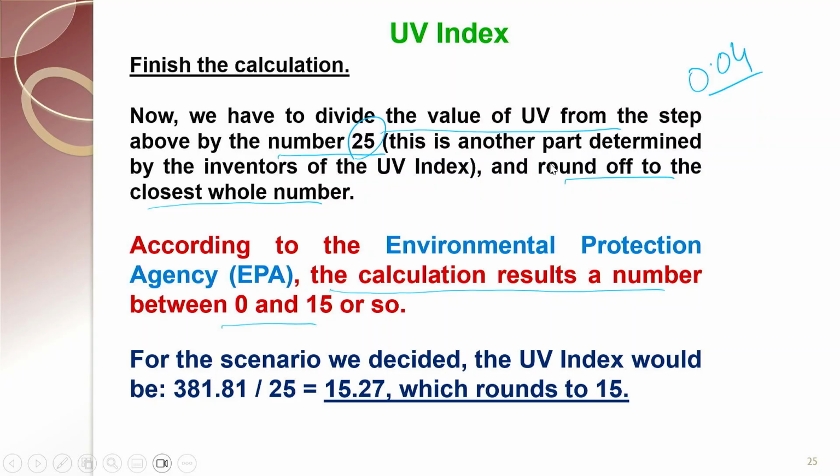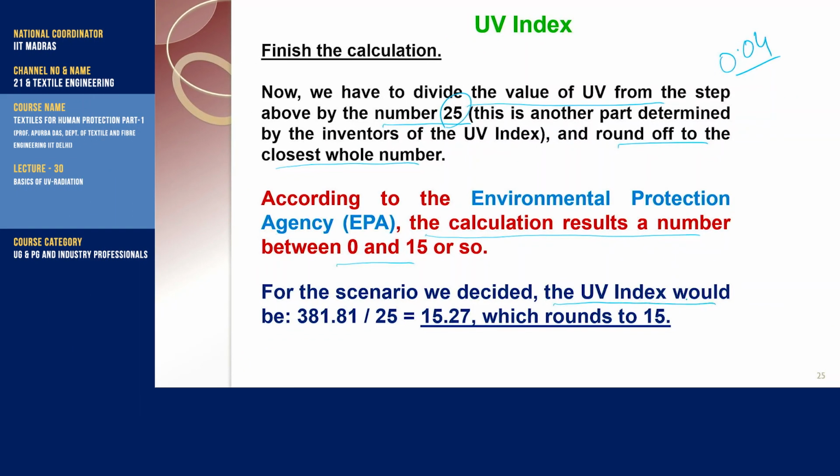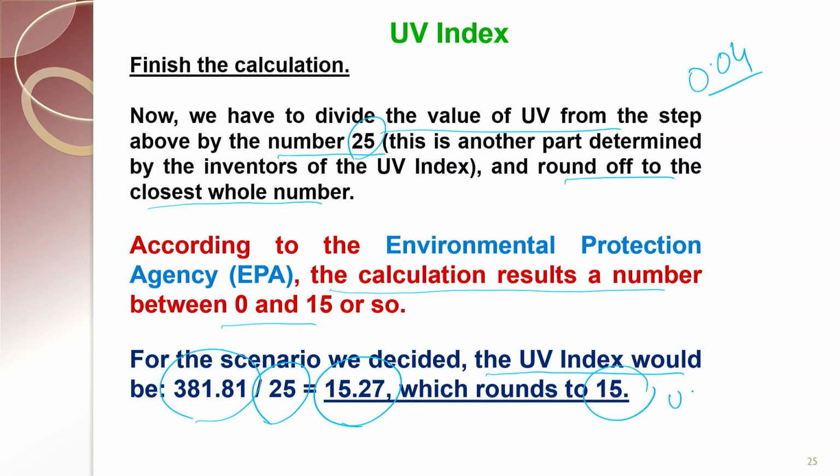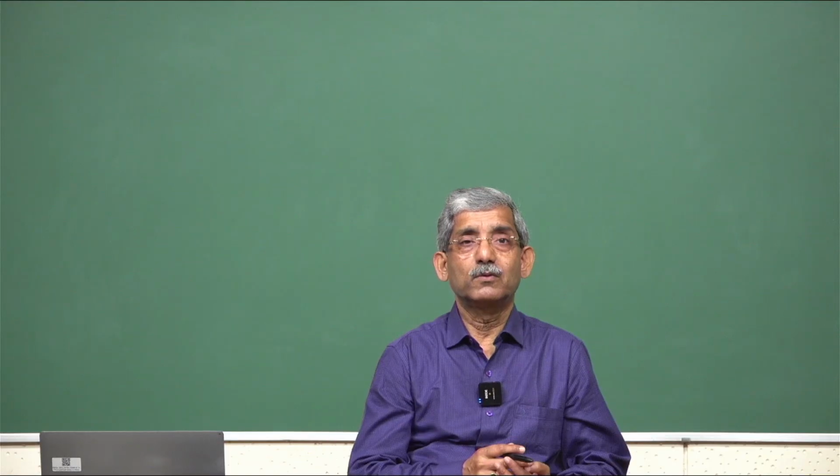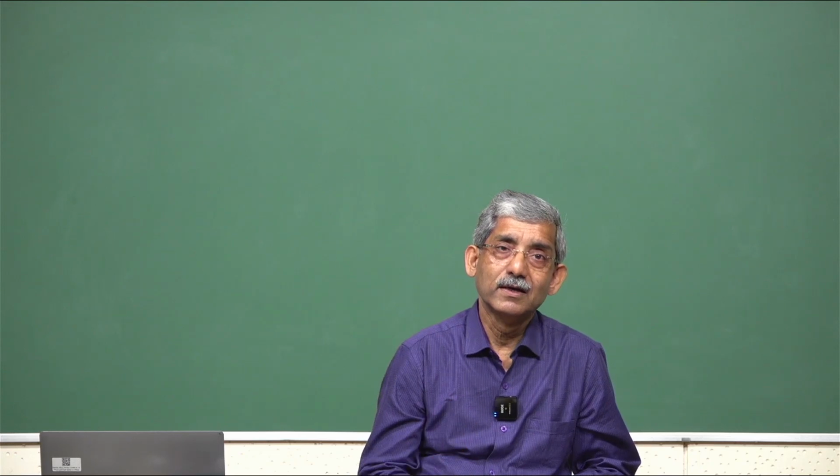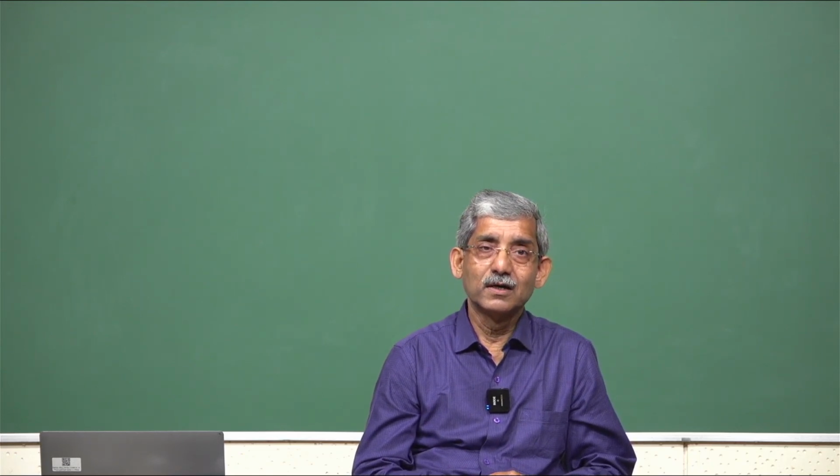Now, you can see here for the present scenario which we decided, the UV index would be 381.81, which we got in the last slide, and then we divide by 25. So, ultimately we get 15.27, rounded off to 15. So, that is the UV index at that particular location.